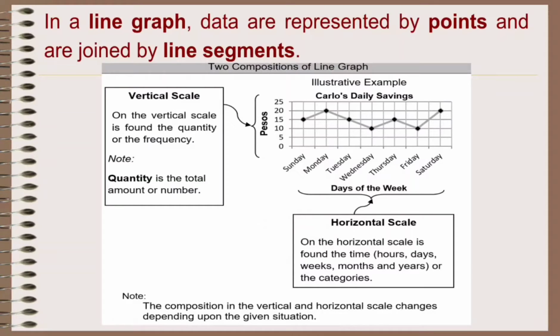So we have the vertical scale. On the vertical scale is found the quantity or the frequency. Take note that quantity is the total amount of number. We have the horizontal scale. On the horizontal scale is found the time, like hours, days, weeks, months, and years, or the categories. So it is on the horizontal part. The composition in the vertical and horizontal scale changes depending upon the given situation.